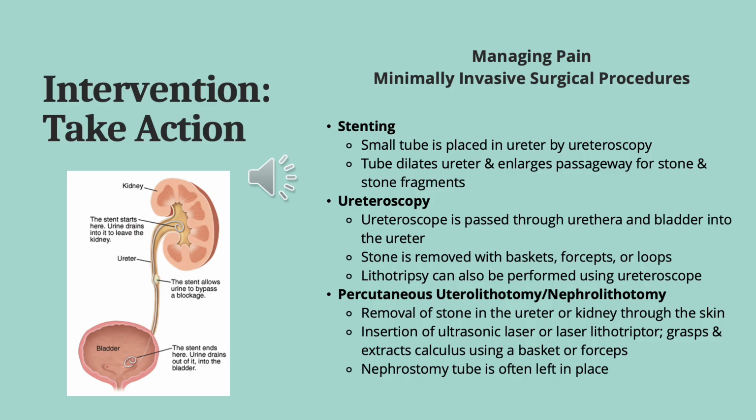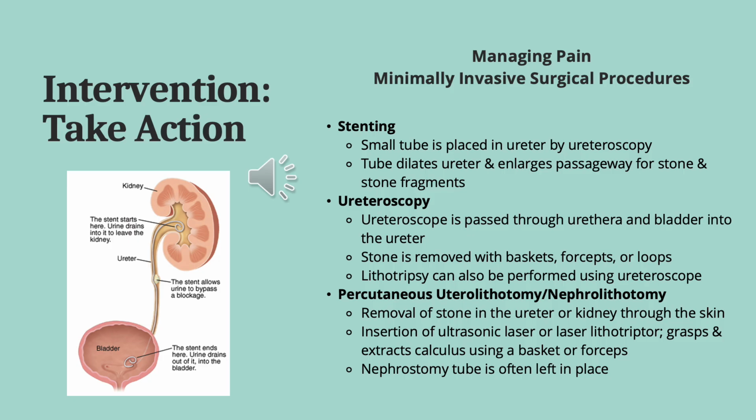So first we have stenting, and this involves placing a small tube in the ureter through ureteroscopy. So the stent dilates the ureter, which enlarges the passageway for stones or fragments. This procedure minimizes contact between the stone and the ureteral mucosa, which reduces pain, bleeding, and the risk of infection. A Foley catheter may also be used to help facilitate the stone passage.